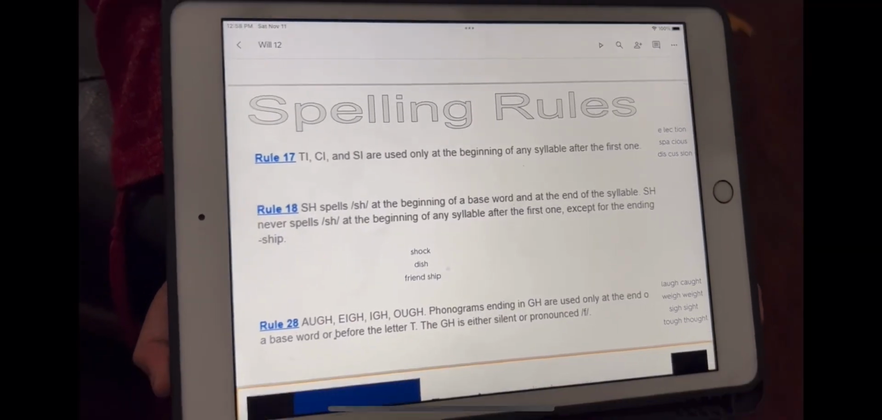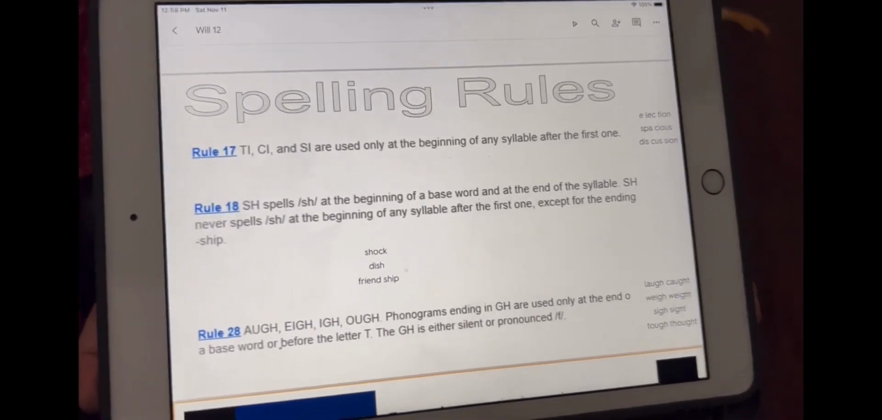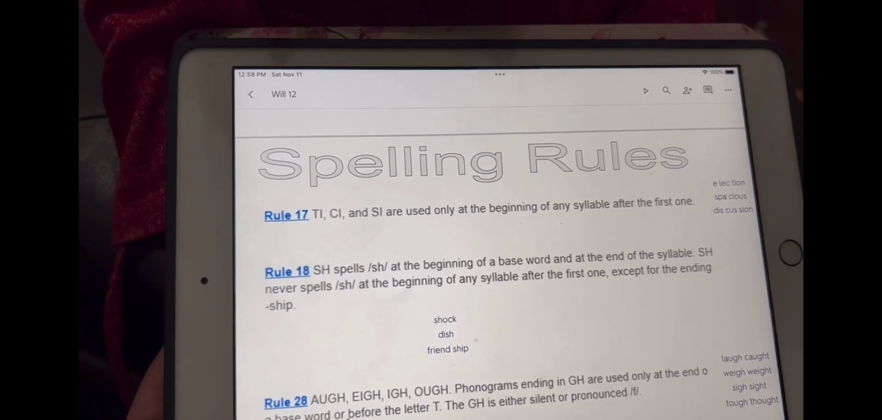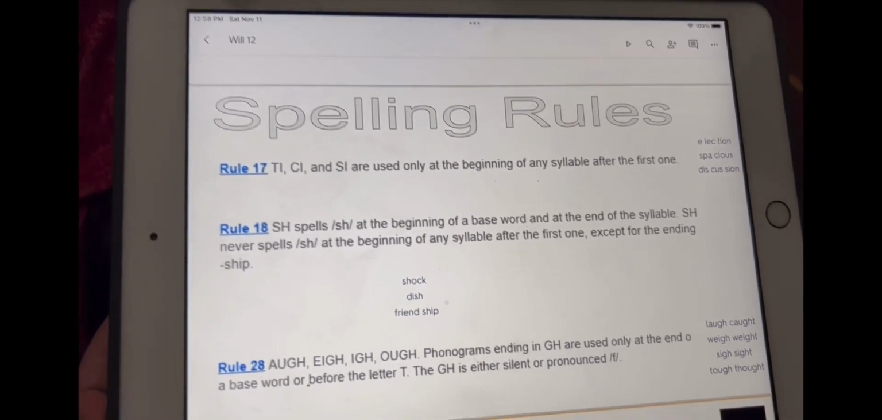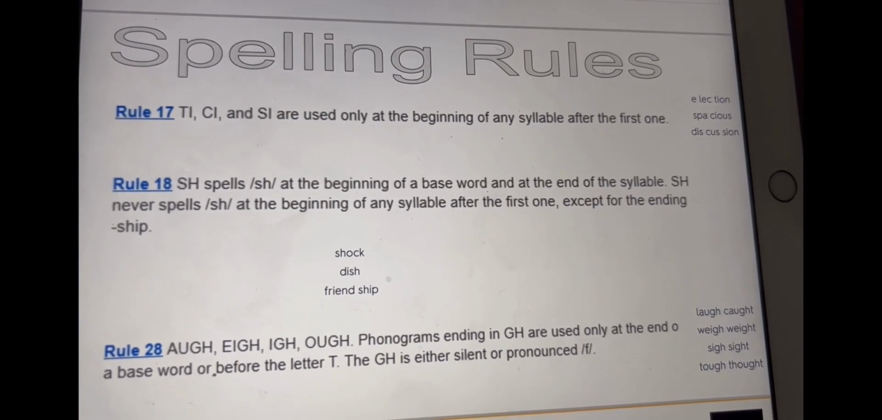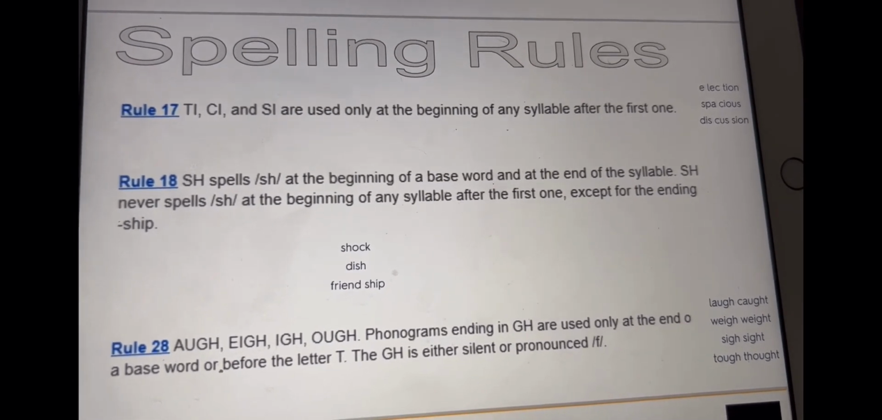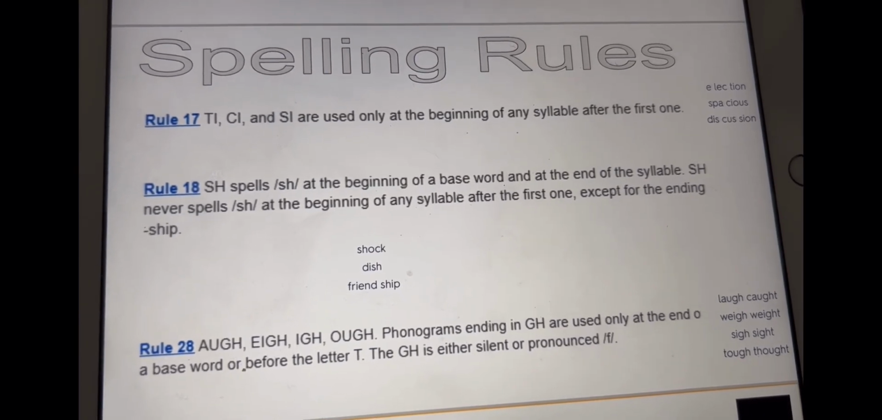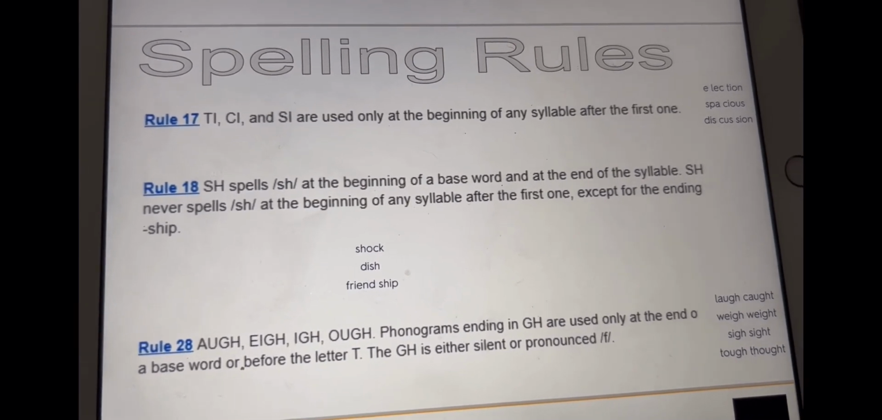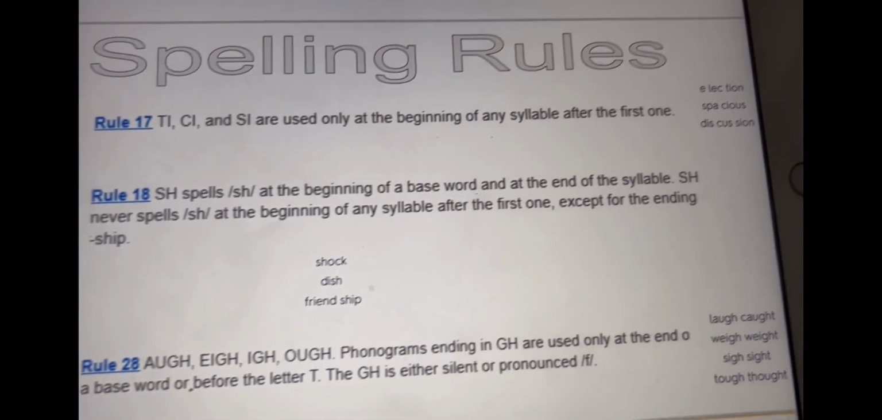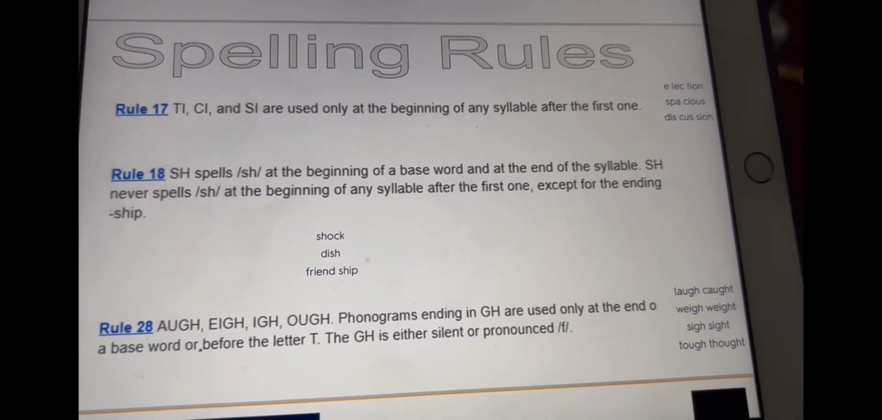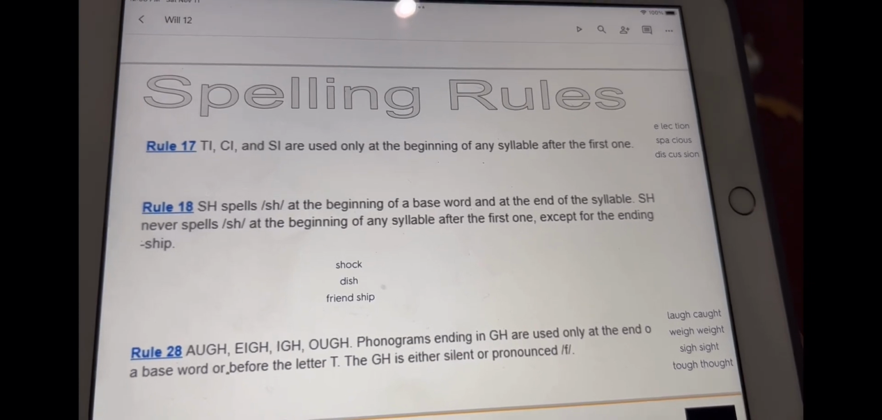It's time for spelling rules! Starting with rule 17. Partial T-I, delicious C-I, vision S-I are used only at the beginning of any syllable after the first syllable. Like election, spacious, discussion.